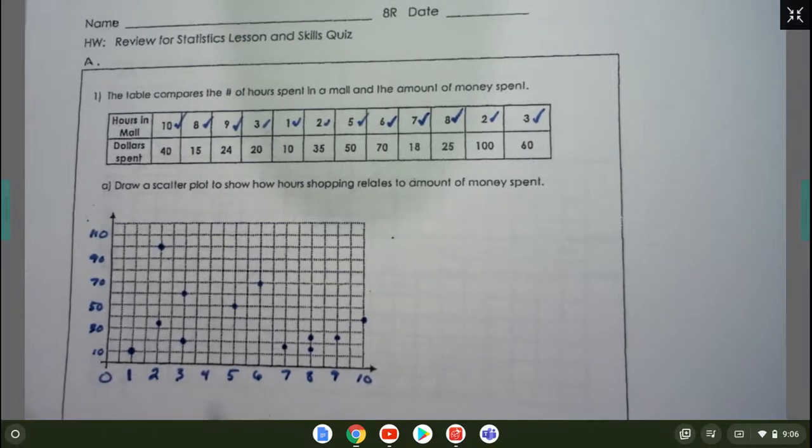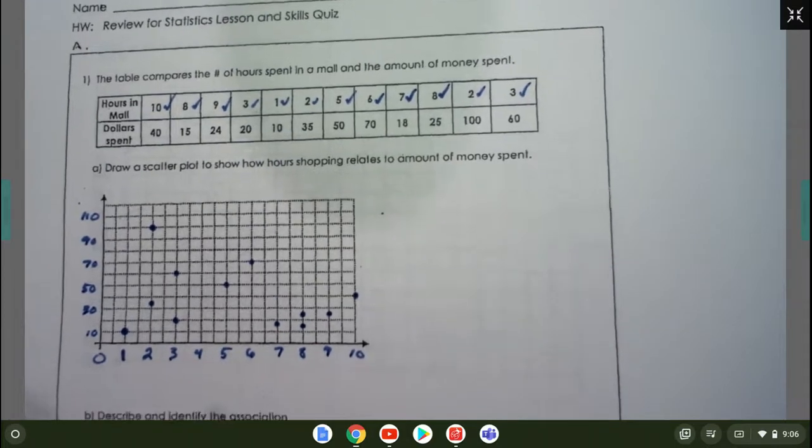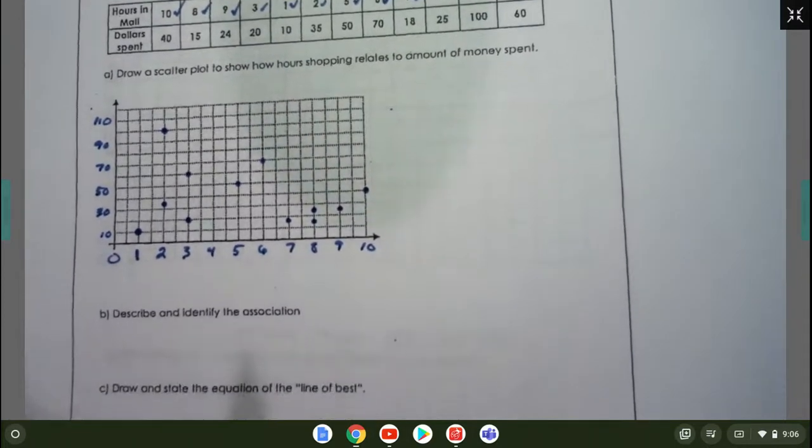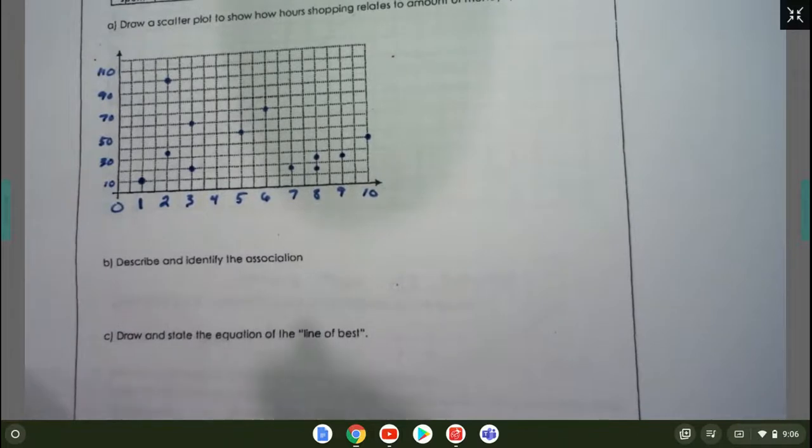I don't know. I'm not sure I see a correlation. Some of those people who were there the longest didn't really spend much money. Some of the people there for only a couple hours spent a lot of money. I'm not sure I would say there's any kind of correlation. Describe and identify the association. Association is another word for correlation or relationship. Okay, so they've thrown a third word at us now for that. I would say none.